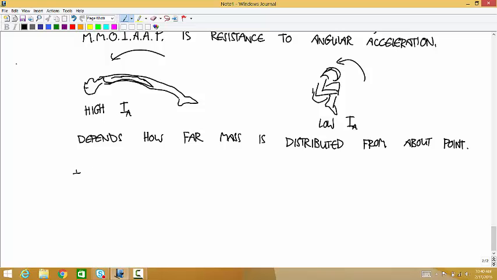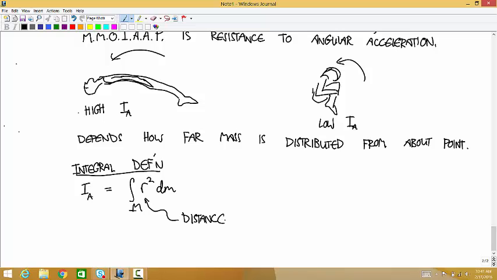Here's the integral definition, and again, we're not going to use that, but you could. The mass moment of inertia about A is equal to the integral over the entire body of r squared dm, where this r is the distance that dm lies from the about point A.